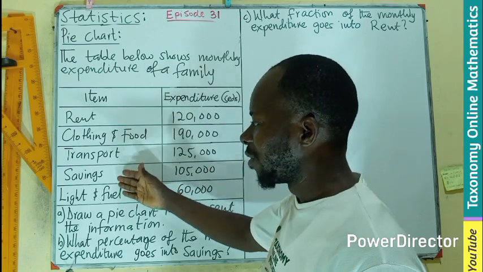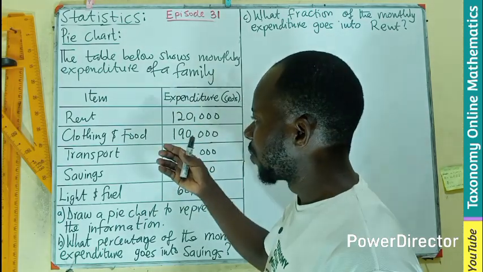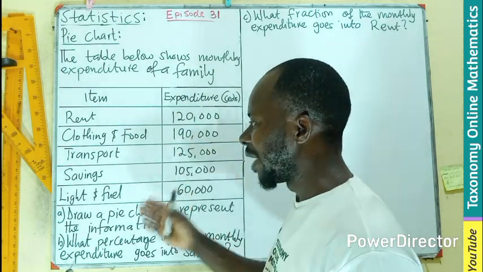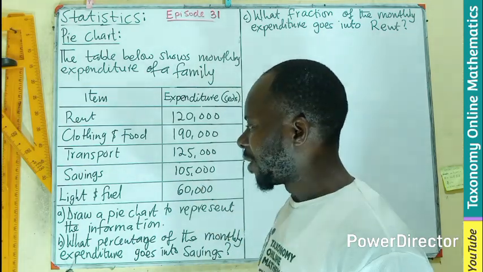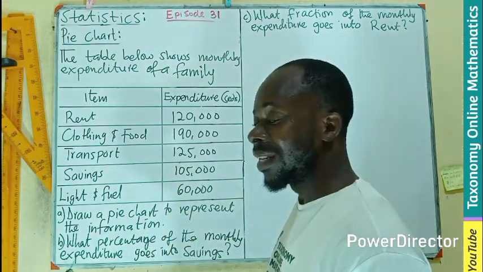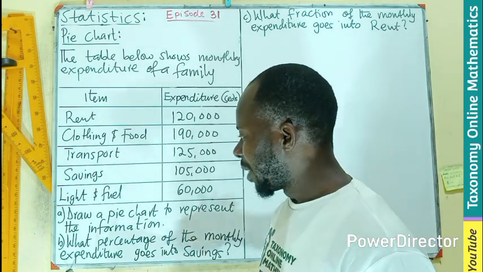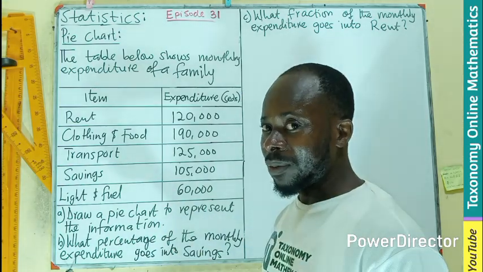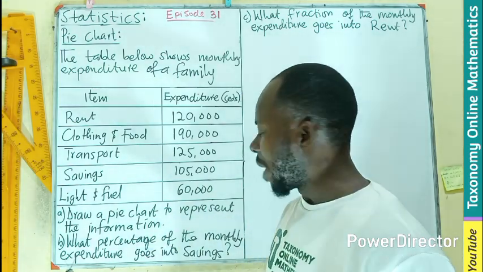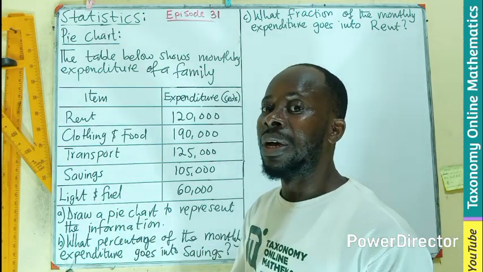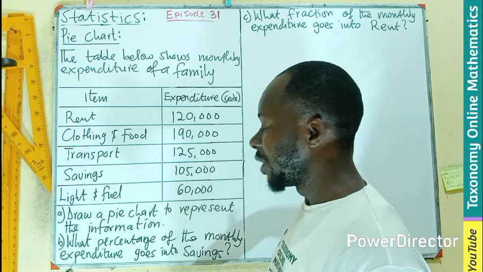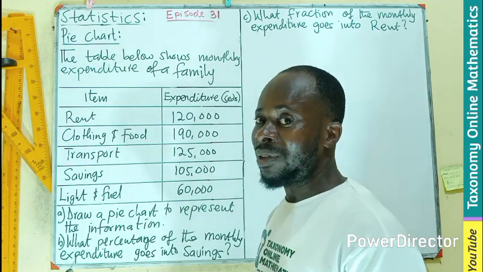So, these are the items being spent on: rent, clothing, transport, savings, and light. And the expenditure in CDs has also been given. So, first thing we have to draw the pie chart to represent the information, then find the percentage of the expenditure that went into savings and the fraction that went into rent. So the interpretation part is what this episode is all about.